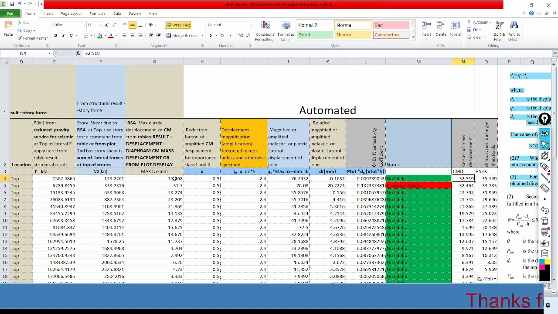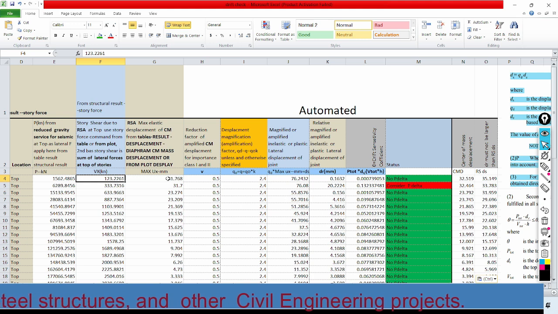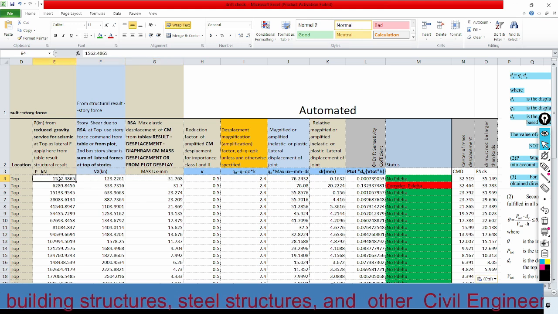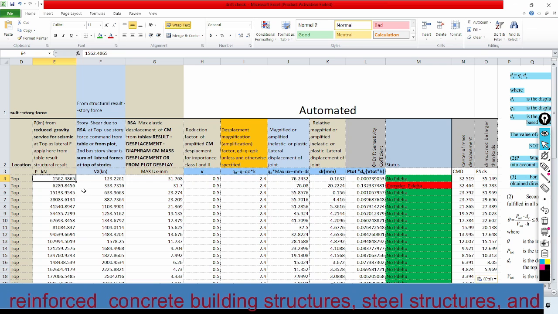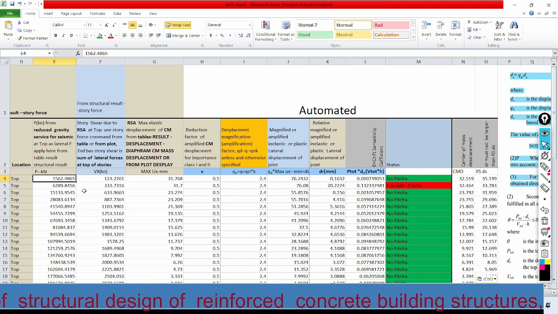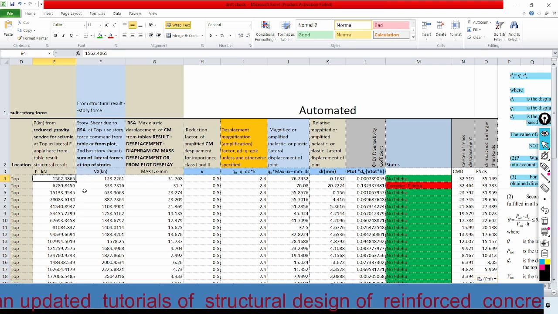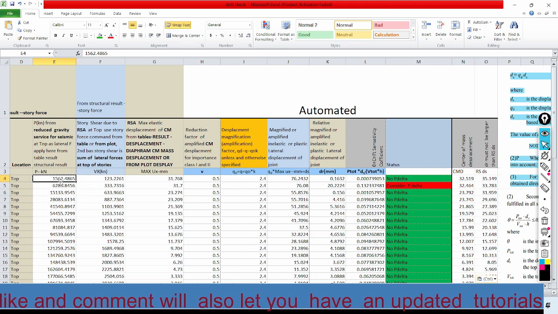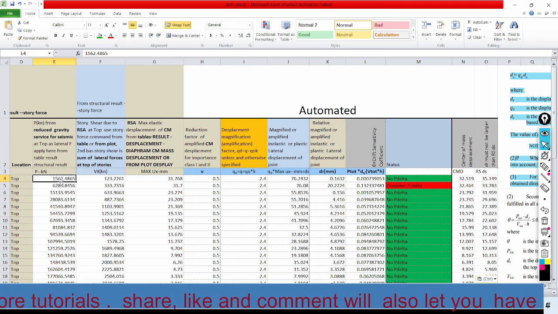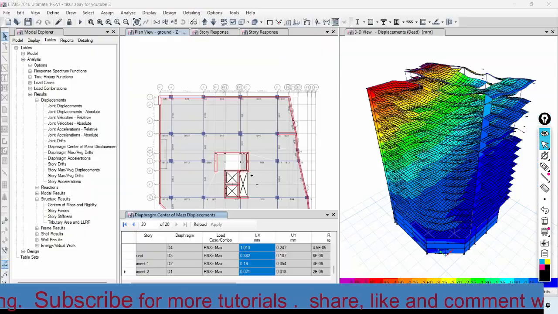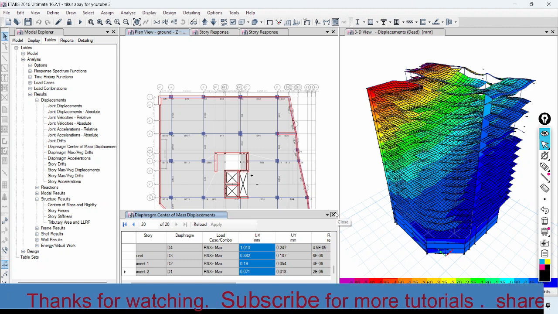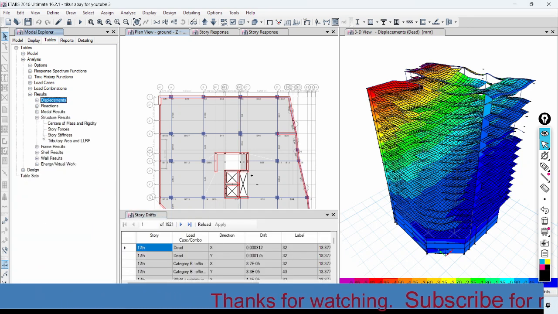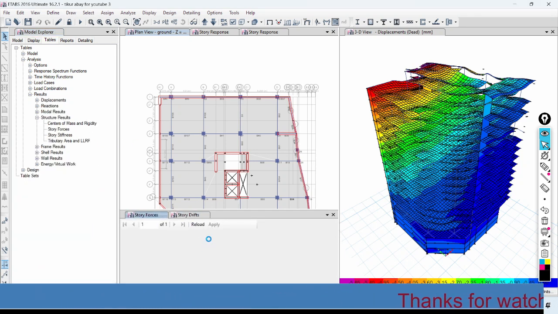Okay, what is left here? We have already compared the base shear, I mean the story shear, and the lateral displacement, and what is left? The vertical force. So will it have an effect on the value of vertical force or not? Now let's check it. So to do this, story force.